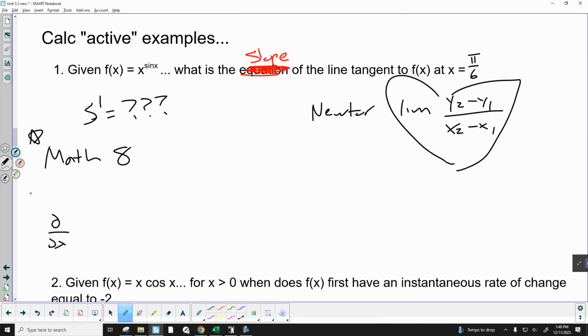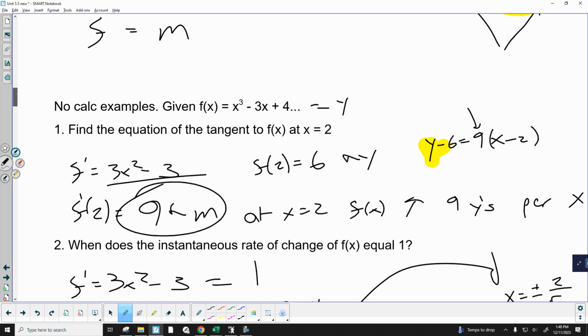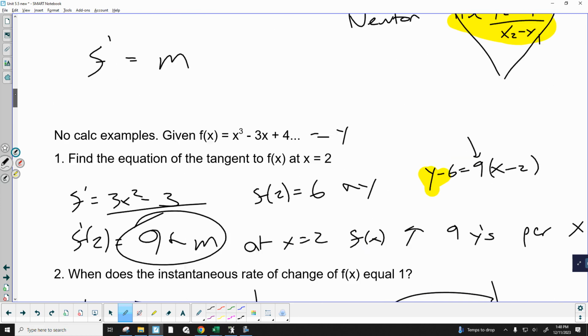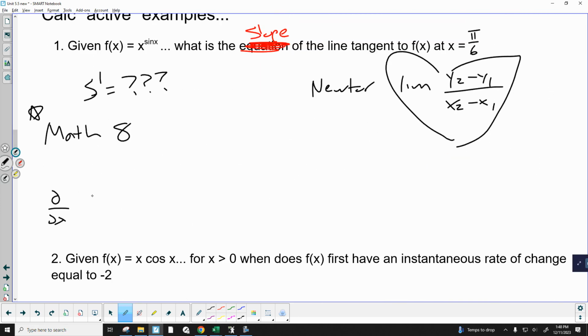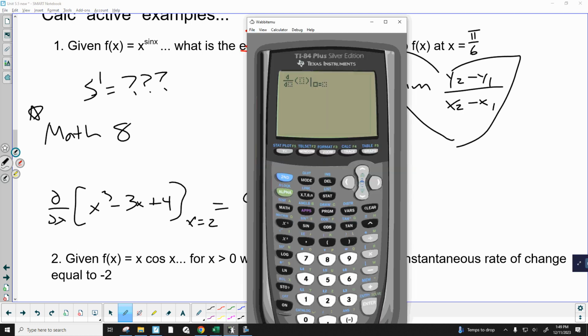We found the derivative of x cubed minus 3x plus 4 at x equals 2, we found was 9. We got 3x squared minus 3. We plugged in 2. We got 9. Everybody get 9 using Math 8. Well, we go d/dx, use the x button to find the derivative.